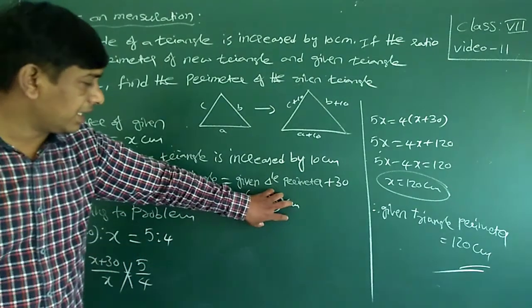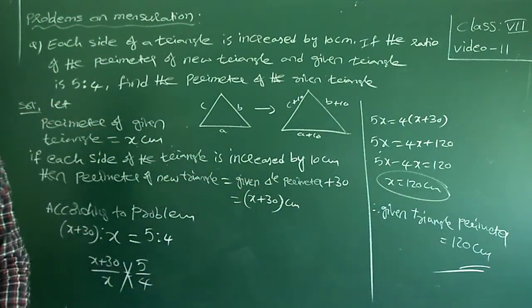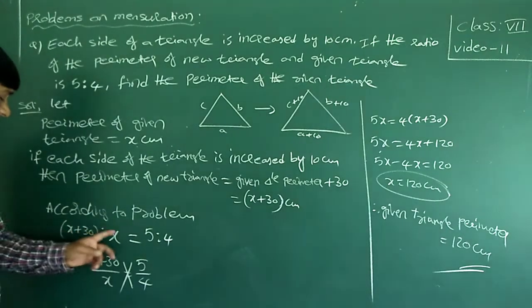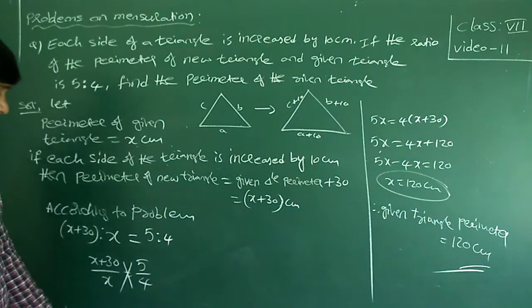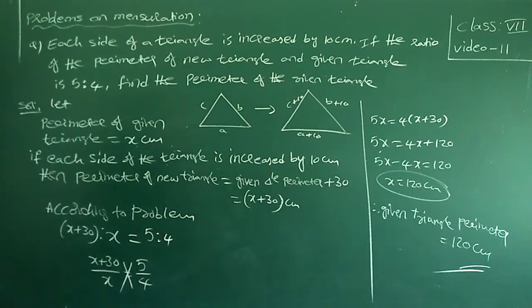Now the obtained triangle and the given triangle ratio is equal to 5:4 as per the question. So (x plus 30) by x is equal to 5/4. Cross multiply. 5x is equal to 4 into (x plus 30). Simplify it, we will get the answer.